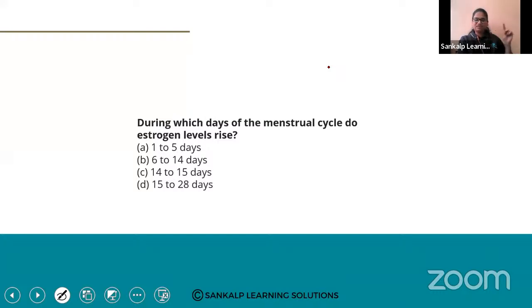Just now we discussed the menstrual phase. After that, the follicular phase happens. The follicular phase is 6 to 14 days. Then after that, the luteal phase happens. So they are asking, on which days does the estrogen level peak?